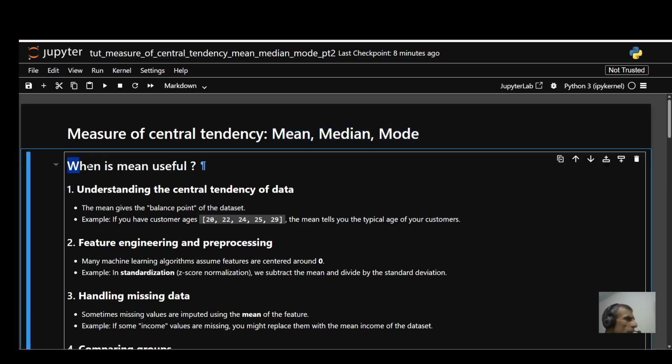Okay, so when is mean useful? Somebody had asked me this question, and the answer is this. Number one, for understanding the central tendency of your data. So, for example, let's say you have customers, these are your ages, and you want to know what is the typical age of your customers. So the mean tells you the typical age of your customer. That's what you mean when you say understanding the central tendency of your data.